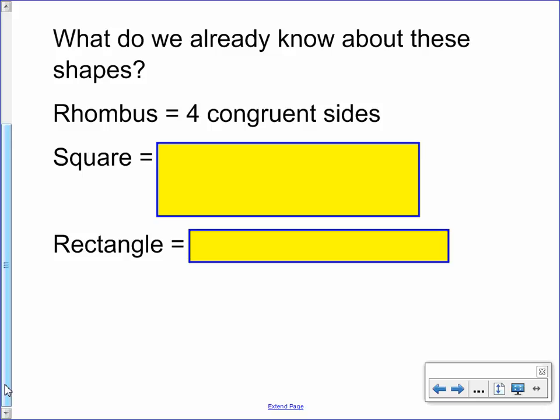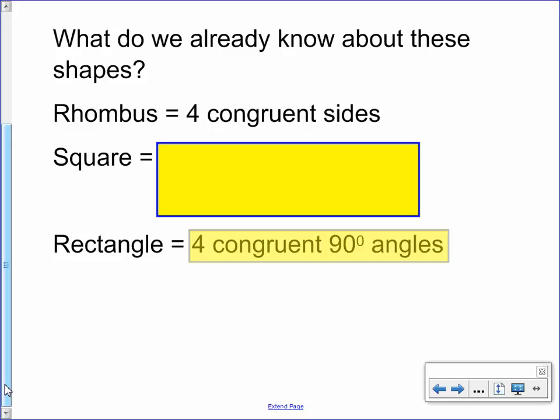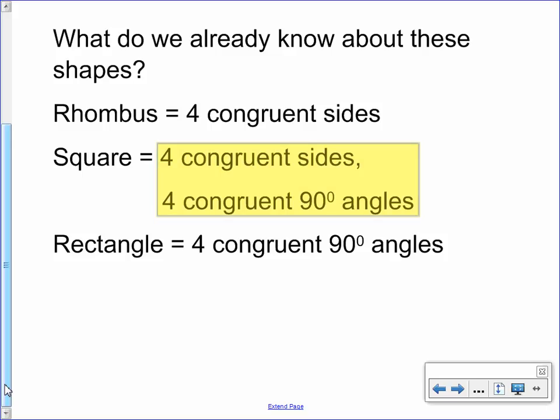Square is when a rhombus and a rectangle get married and have a baby. Because a rectangle, rhombus is 4 congruent sides, rectangle is 4 congruent angles. So when they get married and have a baby, it's a square. It's the perfect baby. That was my maid of honor speech once at my cousin's wedding.